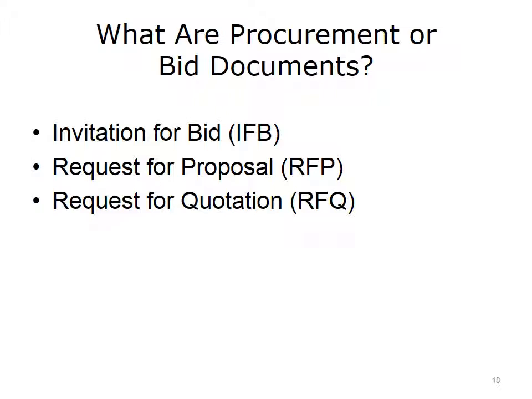Procurement documents are used to describe the buyer's needs to sellers and to solicit proposals from sellers for products and services. Invitation for bid, IFB, is a document generally equivalent to RFP documents. Request for proposal, RFP, is a document that requests proposals from prospective sellers. Request for quotation, RFQ, is a document that requests price quotes from prospective sellers.